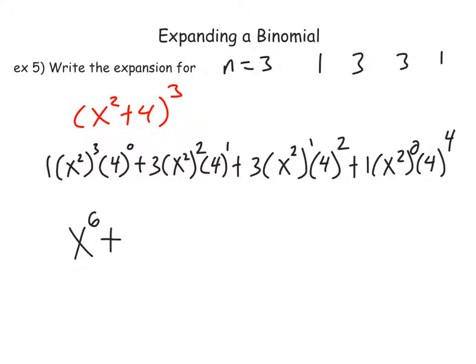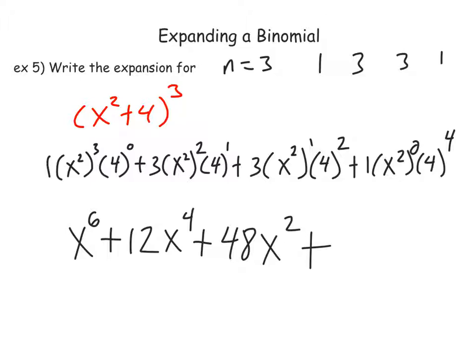See, 3 times 4 would be 12. Power would be to the fourth. 16 times 3 would be 48 with an x squared. X terms are gone by the last term, and 4 to the fourth is 64. So there is that expression fully expanded, again using the binomial theorem.